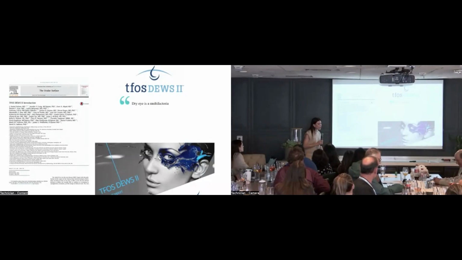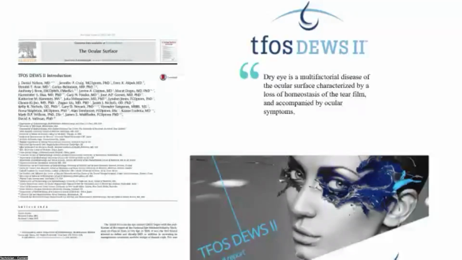I think one of the most important aspects of dry eye is to really define it, and this is the best definition I've seen ever. We talked a lot in the talk about MIBO, about dry eye, what it means, and what we're trying to achieve is really homeostasis of the ocular surface.